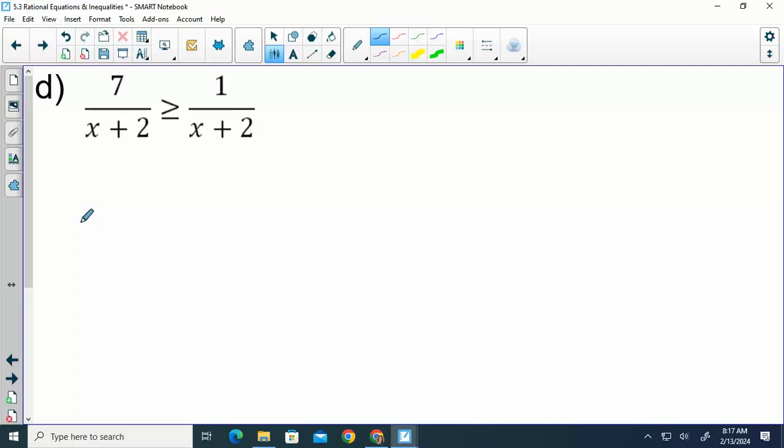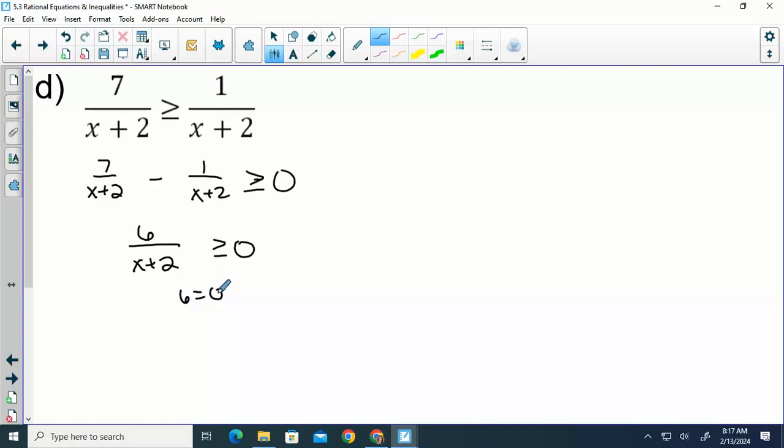What's the first step? Gotta get the 0 over there. So we would have 7 over x plus 2 minus 1 over x plus 2 greater than or equal to 0. Do we have to get a common denominator? No, we already have it. So 7 minus 1 is just 6 over x plus 2 greater than or equal to 0. All right, top and bottom equal to 0. Does 6 ever equal 0? Nope. And then if you set x plus 2 equal to 0, we get negative 2. So the only number I have to put on my number line is negative 2.